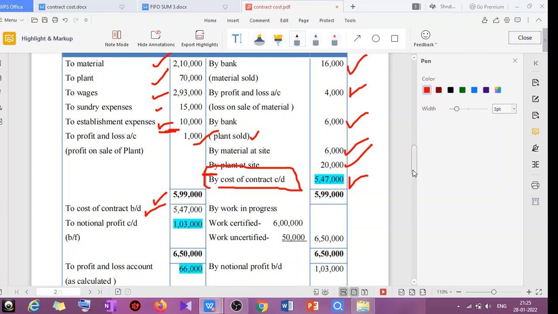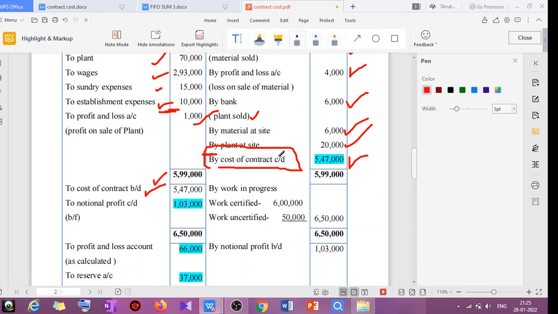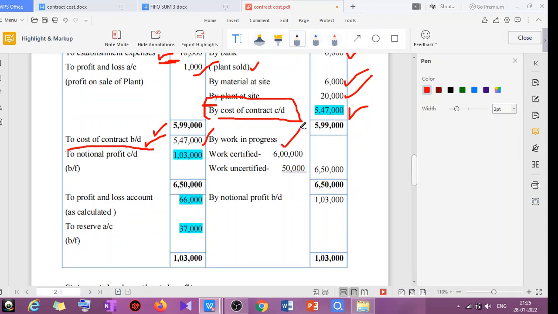So in the class what I explained was directly the by work in progress. Okay, for the extended contract you calculate like this. Got it? In the class I explained by work in progress here itself. I didn't calculate the cost of contract, but here you calculate, it will be easy for the calculation. Got it? So it will be cost of contract carried down, that will be brought down here to cost of contract brought down 5,47,000. I hope it is clear to you till here. Got it? Next we'll be writing the work in progress.